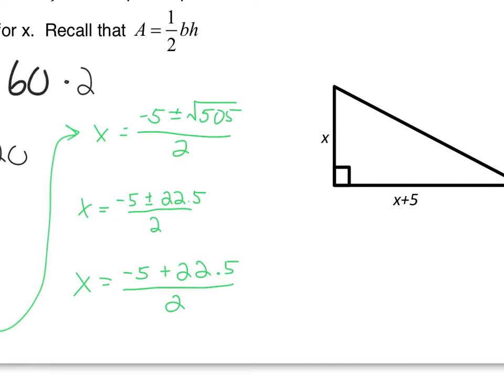So negative 5 plus 22.5, that works out to be 17.5 over 2. And when I do that math, 17.5 divided by 2 works out to be 8.75. That means that this side right here is 8.75. This side over here is 8.75 plus 5. I think that'd be 13.75, right? And that's in case you were asked to find the dimensions.